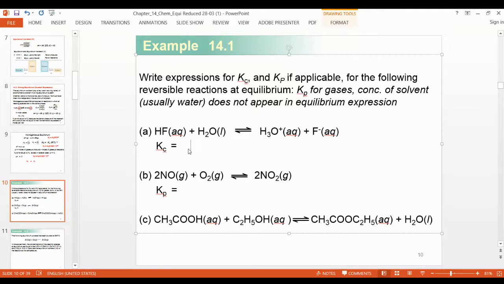The product I will write. Now I will write the product. This H3O, I will write this H3O here, and close this, and multiplication. Then I will write this F minus and close this.